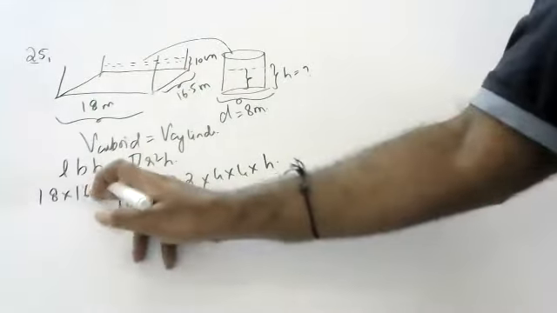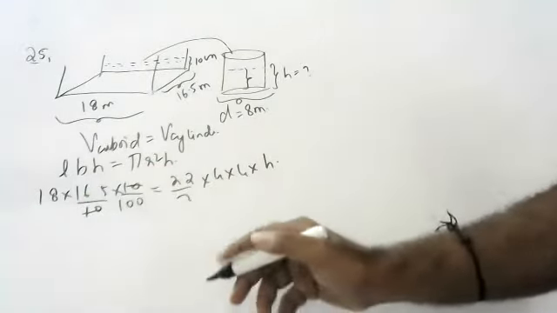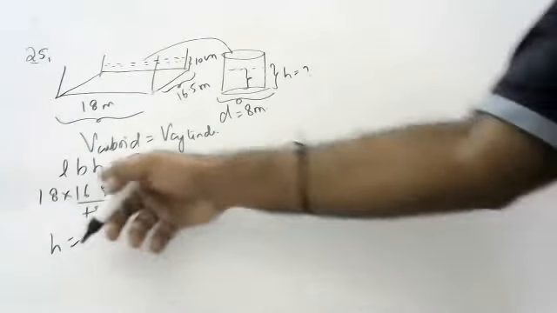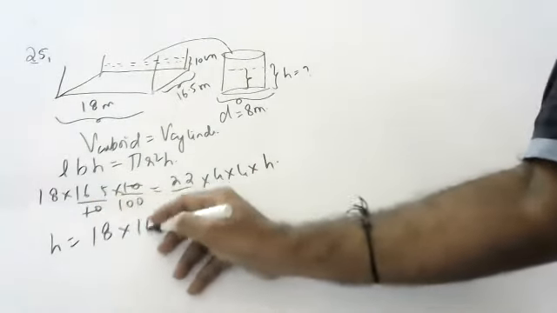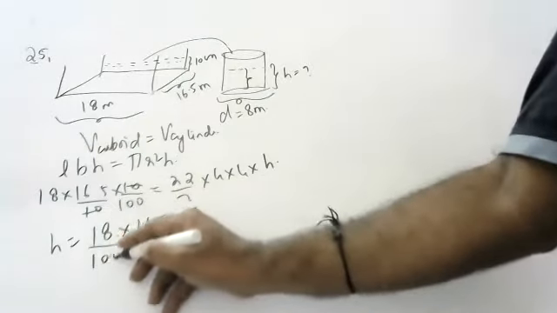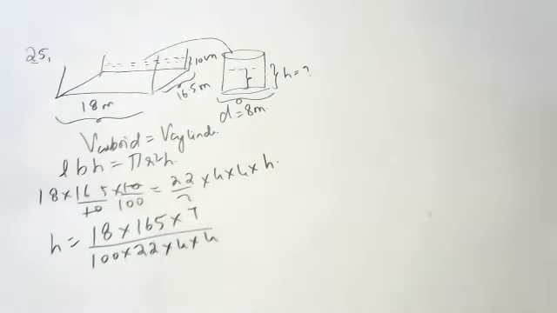Okay. So this 10 I'm putting, this 10 gone. So what will I do? h I should find out. h means 7 you send it up. 18, 165 by 100 into 7. 22 will go, 4 will go. Now you have to simplify. If you simplify, you will get the correct answer.